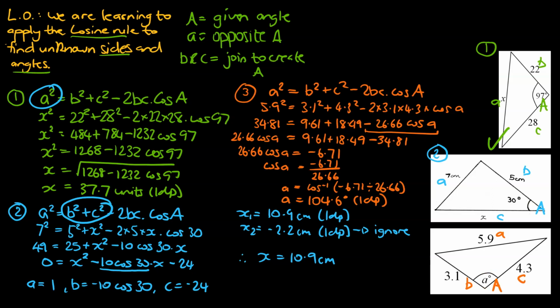So hopefully you found this video useful. What we did is we used the cosine rule to figure out how we find little a, little b or little c, and how we can find the angle if we're required to.